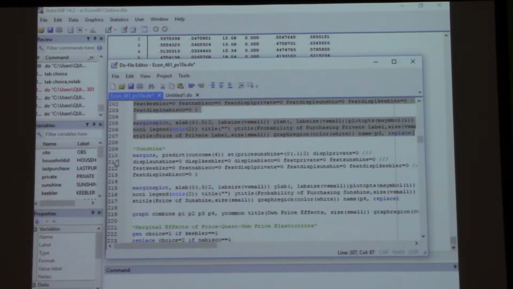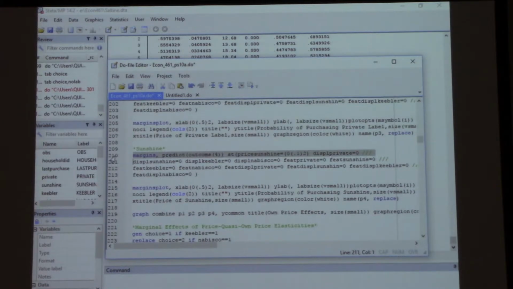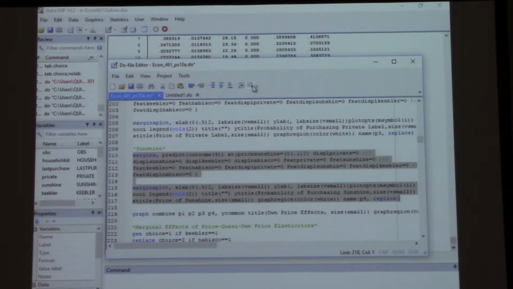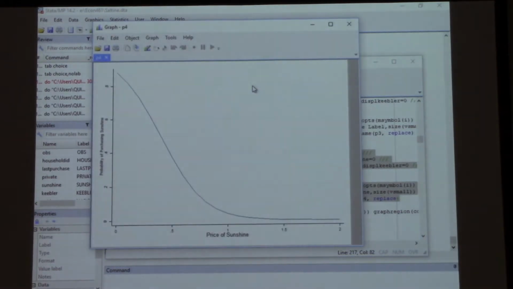All right, so here is Sunshine. Again, these are the premium brands, so you're probably going to get a fuller, yeah, 0.8, but it's still not up to 1, but you know, you're getting a fuller S shape here.